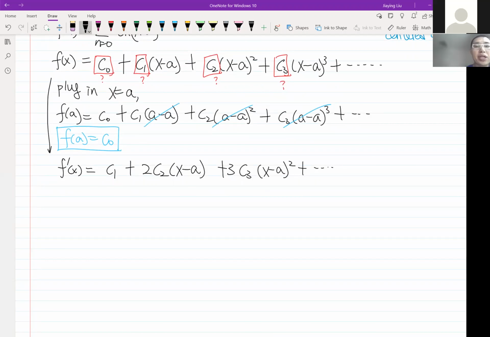And then to find c1 here, because c1 doesn't have any x attached to it, again, if we plug in x equals a, just like we did before, all the terms with x minus a will become 0. So we just end up with f prime of a equals c1.